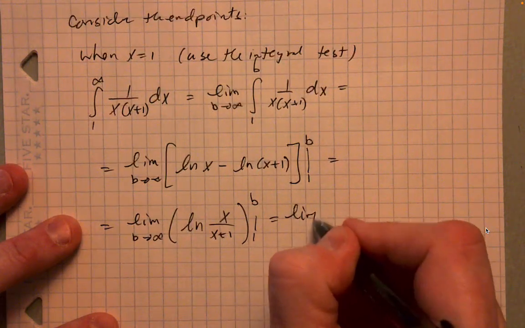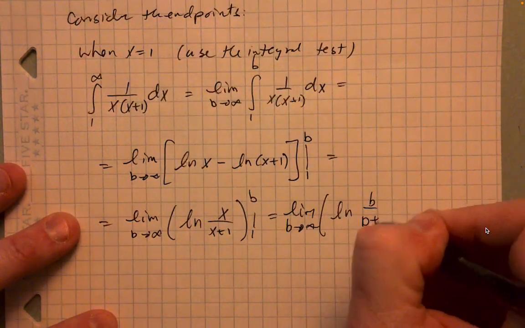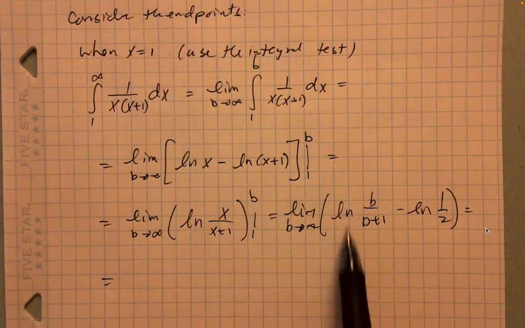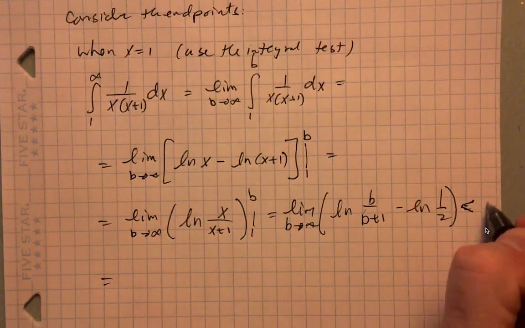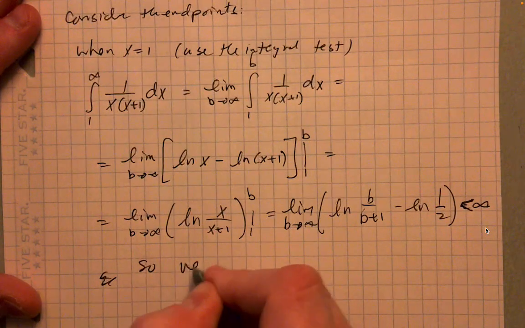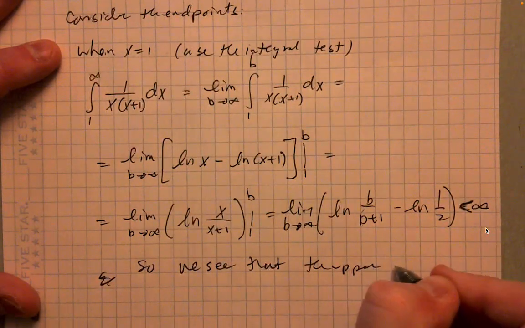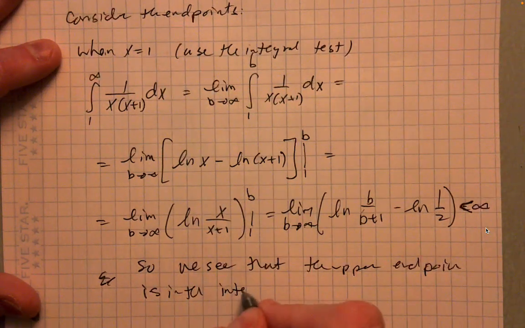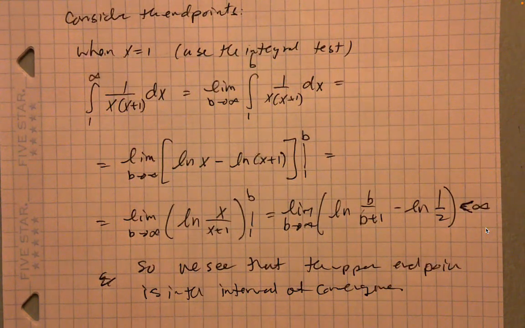And so what do we get there? The limit as b goes to infinity of the natural log of b over b plus 1 minus the natural log of 1/2. And so when b goes to infinity, this just goes to basically 1, right? And this is obviously finite, so we'll just write less than infinity. Okay, and so this indicates that the upper endpoint is in the interval of convergence. Right, and we see that because the integral test converges.